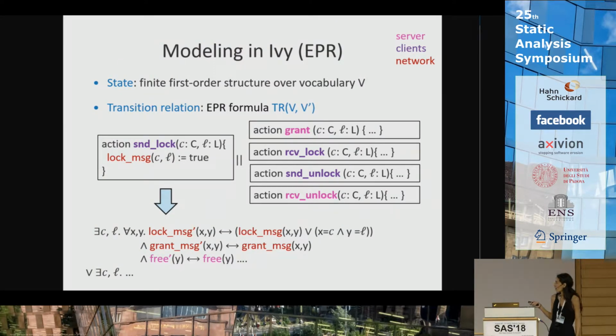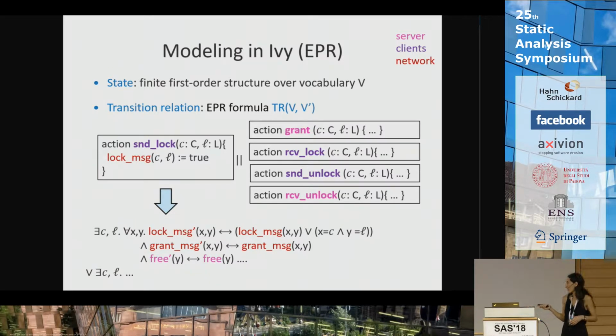So for example, this section here is translated to this part of the transition relation, saying that there exists a client and a lock, such that the lock message prime after the change is basically going to be the same as it was before, except that we are going to add the tuple where the first element is the client, C, and the second is this L. So we update it by adding this tuple to the relation.